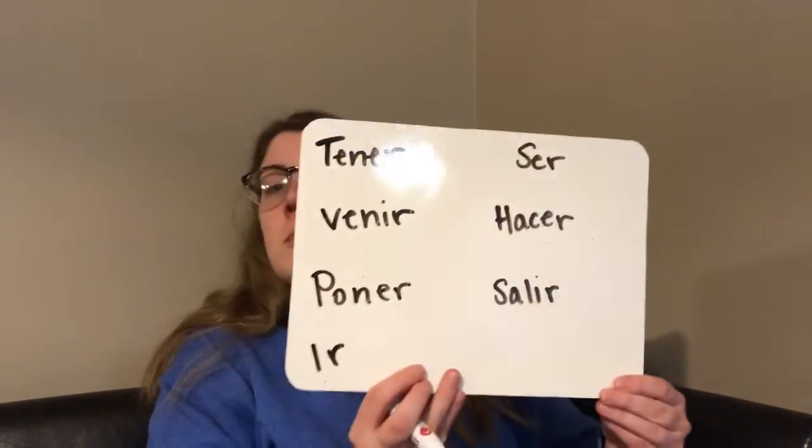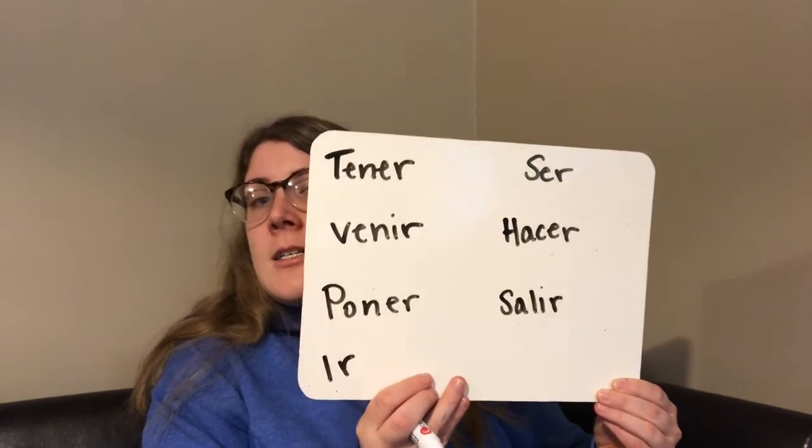So we have tener and venir, poner, ir, ser, hacer, and salir. So these verbs are irregular all the time. It doesn't matter what form they're in, they're going to be irregular because that's just how they work. So we have these verbs, tener, venir, poner, ir, ser, hacer, and salir.